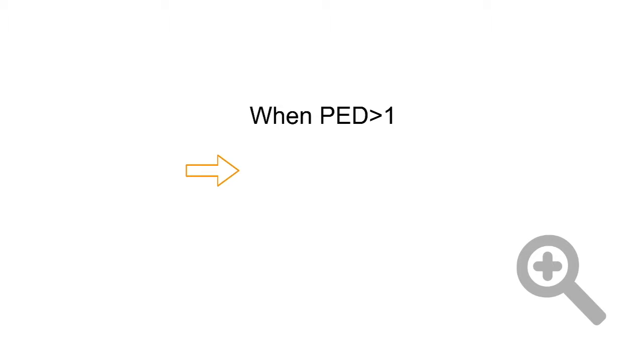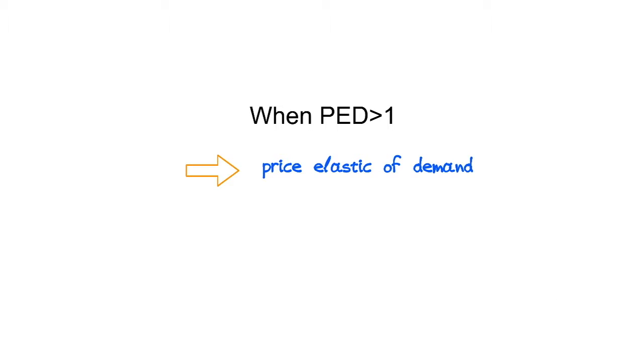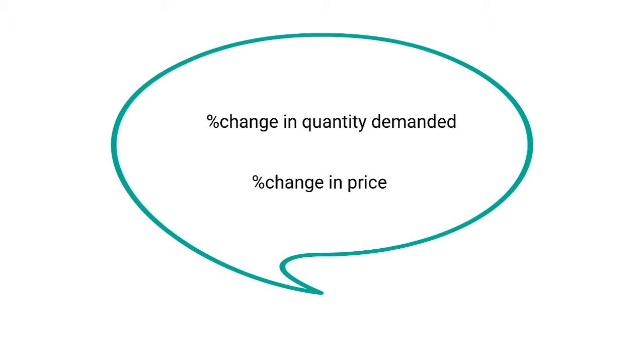When PED is greater than 1, it leads to price elastic demand. This means the percentage change in quantity demanded is greater than the percentage change in price. Now we will talk about the graph when PED is greater than 1.